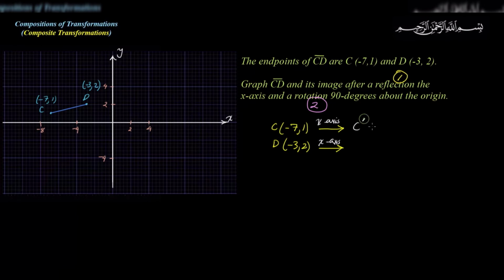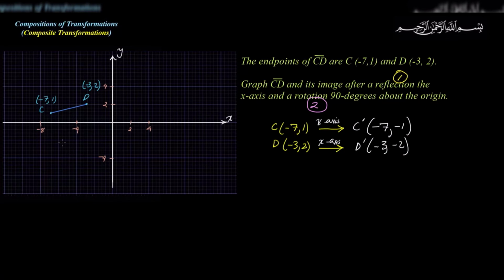this will become C prime. The x value will remain the same, and the y value will change. So this will be -7 and -1. That's why you have to be careful, because if you don't visualize it carefully, you can make silly mistakes. So it's -7 and -1, and D prime will be, again, the x value will remain the same, the y value will flip. That's D prime.